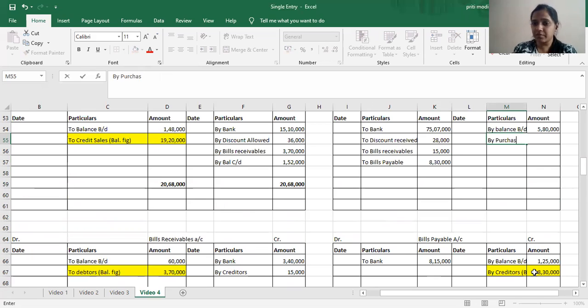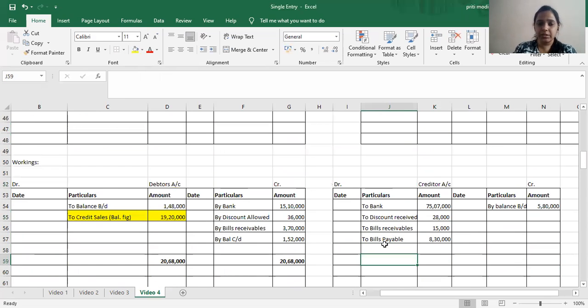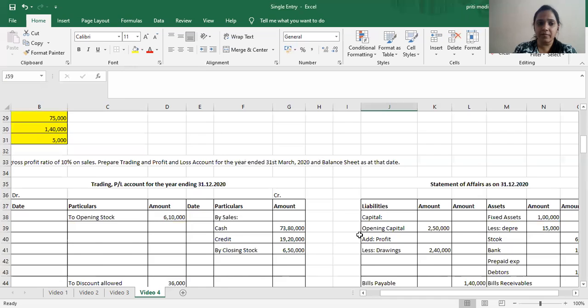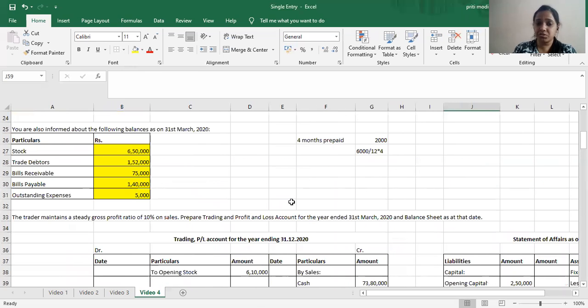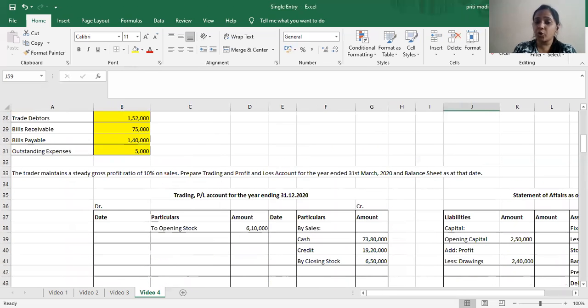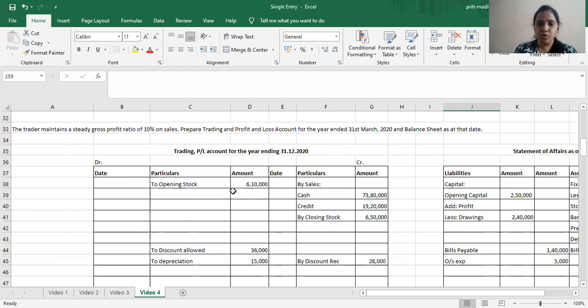Rather, purchase we will get as our... we do not have purchase, we do not have closing balance also. So this is a tricky situation now. So what do we need to do first? First of all, because the purchase figure is not given, we will come to our trading PL.